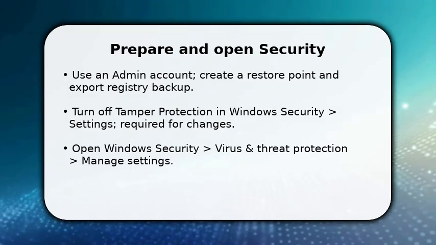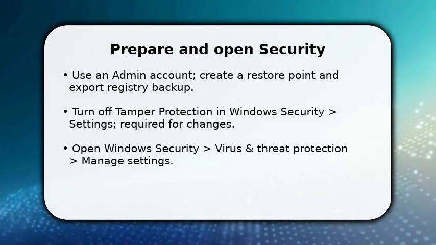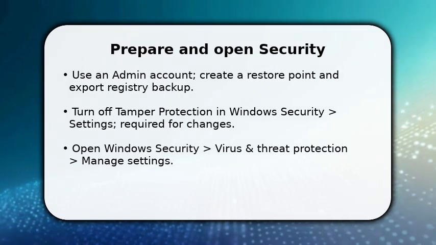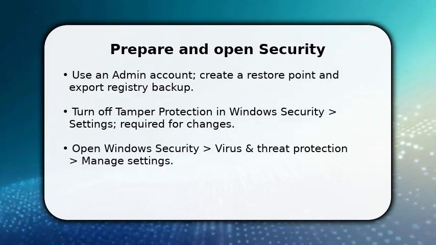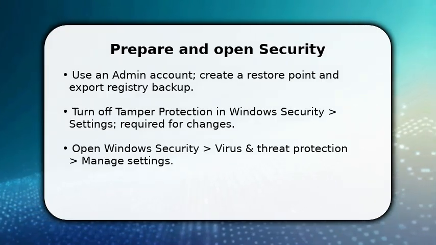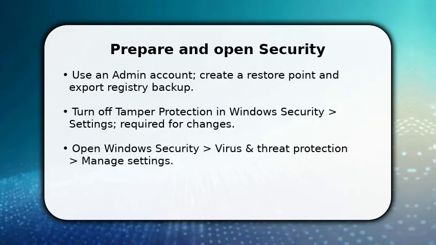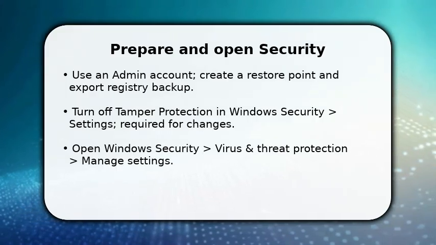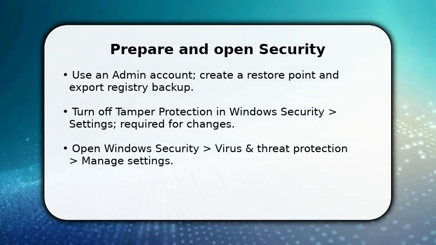Enjoy the video. You must start with an admin user and a restore point because you will change system protection. Once ready, open Windows Security and go straight to Virus and Threat Protection. Make sure Tamper Protection is off in the security settings so you can toggle protections.